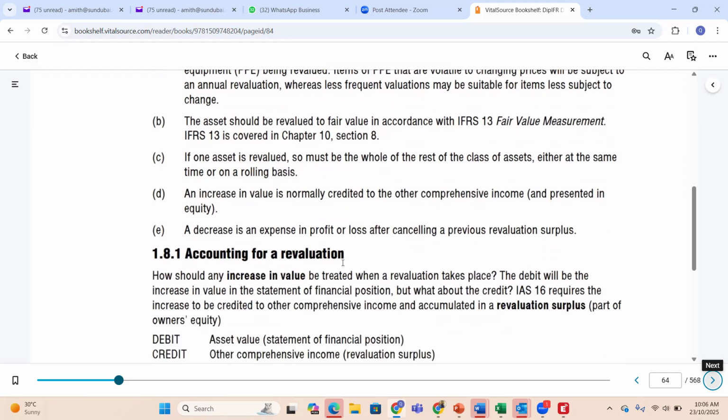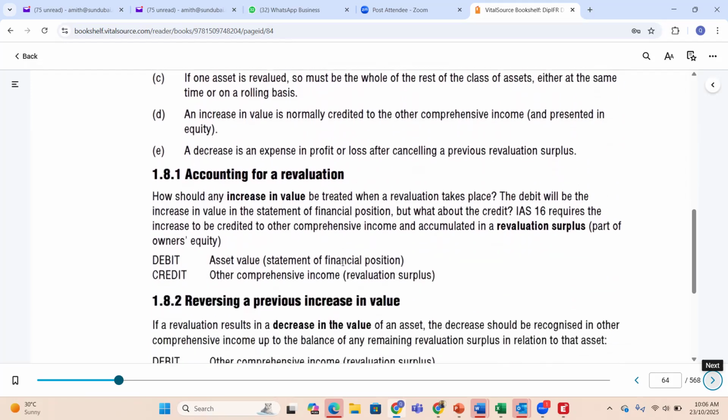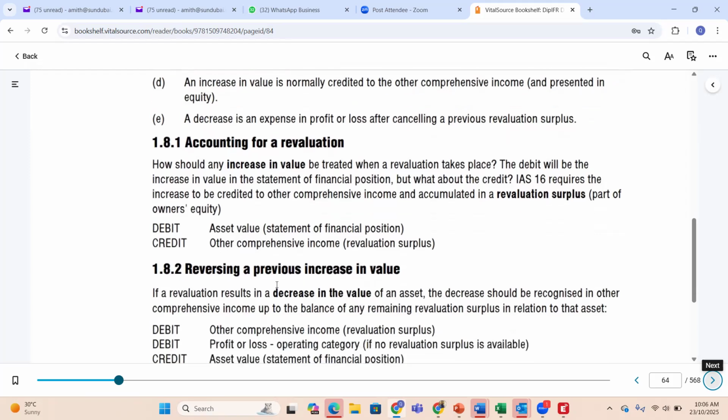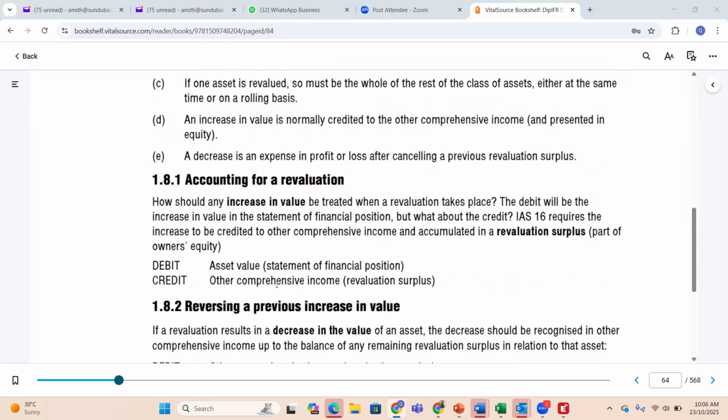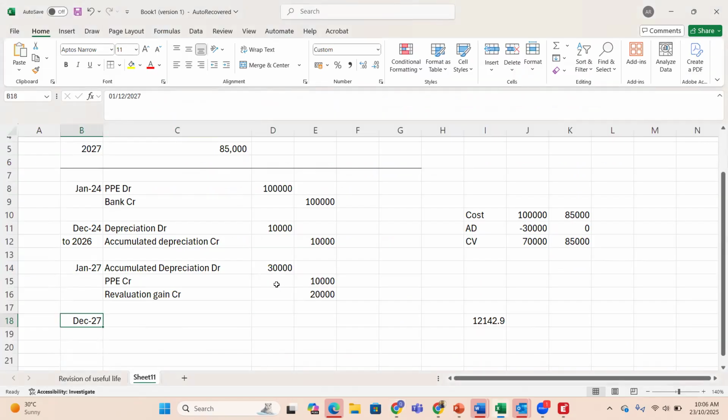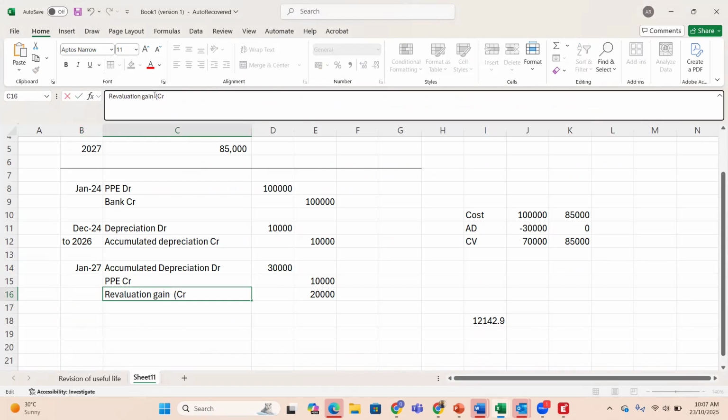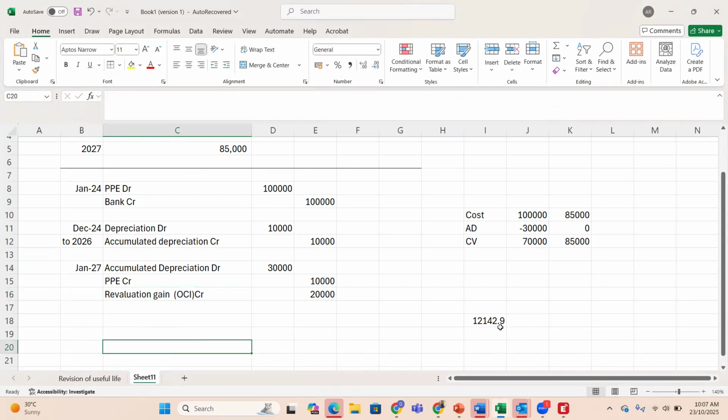Now, accounting for revaluation. This is what we saw, right? So, asset value to OCI. Now, what if there is a reversal? This is what we actually look like. So, this revaluation gain credit will not go to, it will go to OCI. Okay.